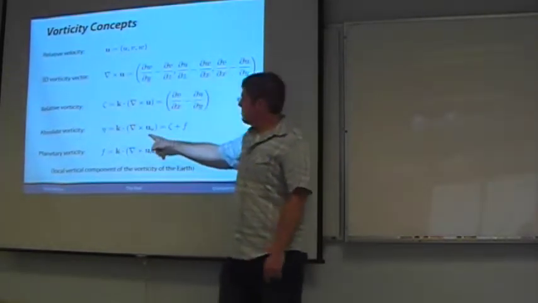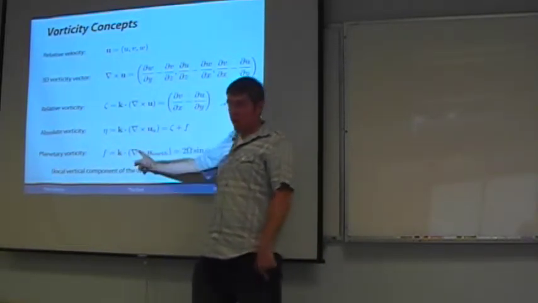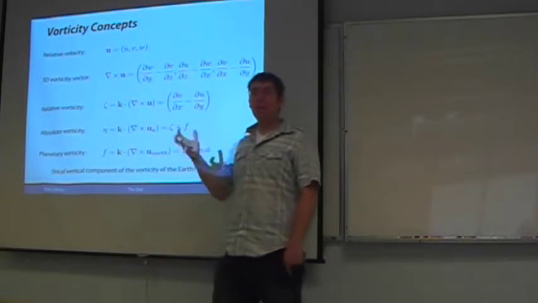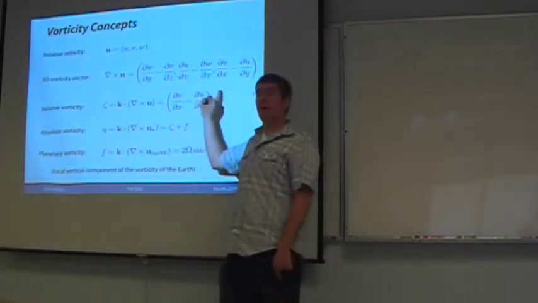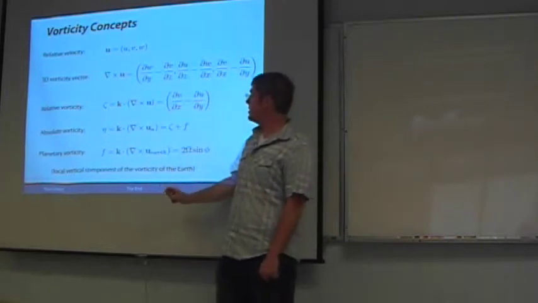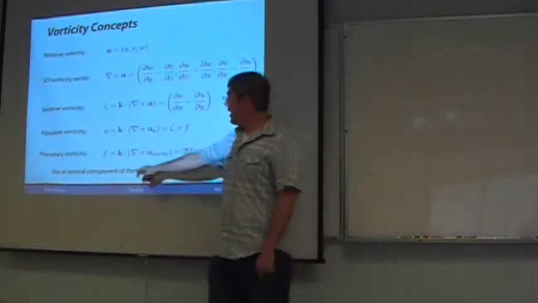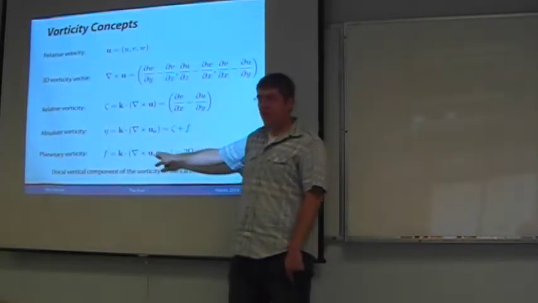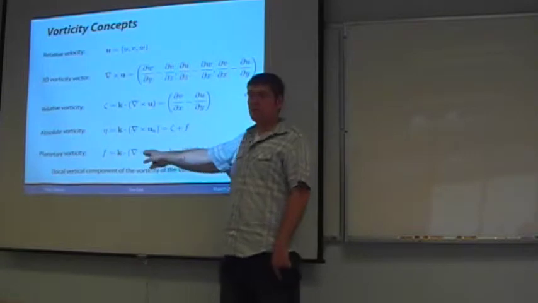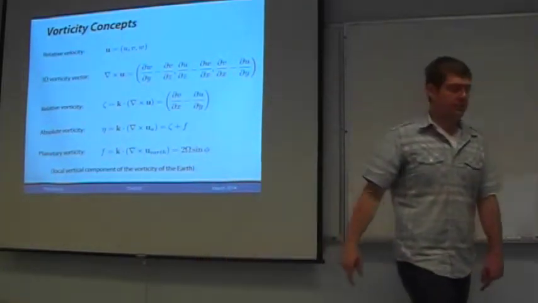Absolute vorticity is obtained by accounting for rotation of the coordinate system. That is, including planetary vorticity in the computation, and so it is the sum of relative vorticity plus planetary vorticity, or zeta plus f. Here planetary vorticity is k dotted with the curl of the Earth's natural rotation field, solid body rotation, and that's given by 2 omega sine phi.